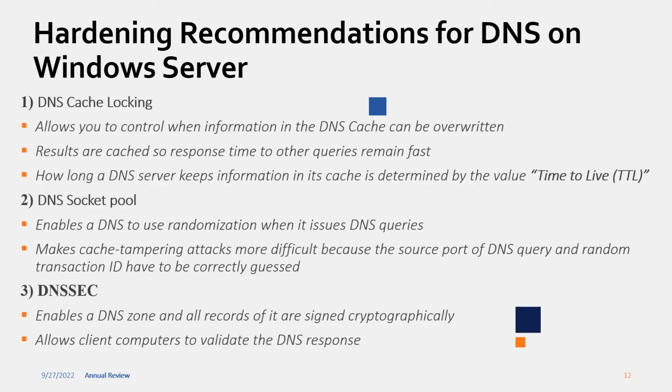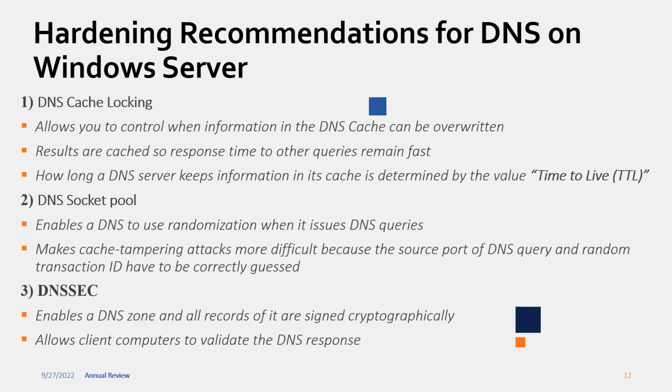Now, here are some recommendations for hardening the DNS protocol on the Windows server. What we're going to do is first, DNS cache locking. It's going to allow us to control when information on the DNS cache can be overwritten. What that means is that results usually are cached and are stored in the cache so that if we have to repeat the same request, it can load faster.